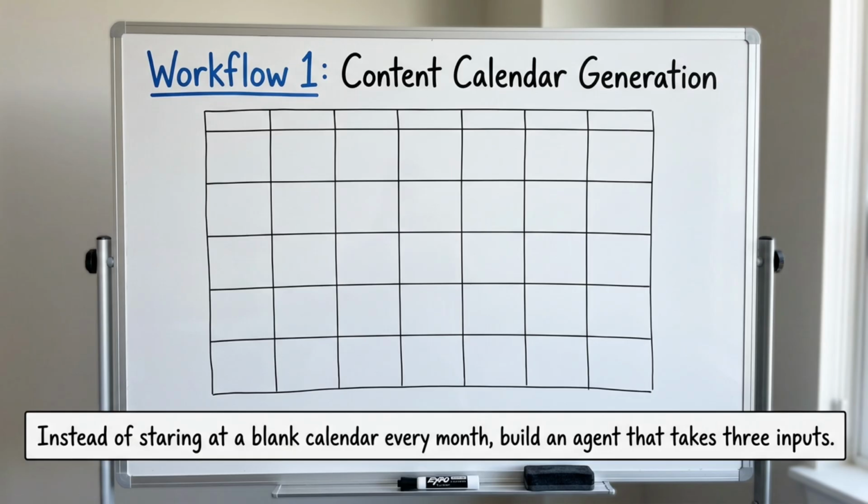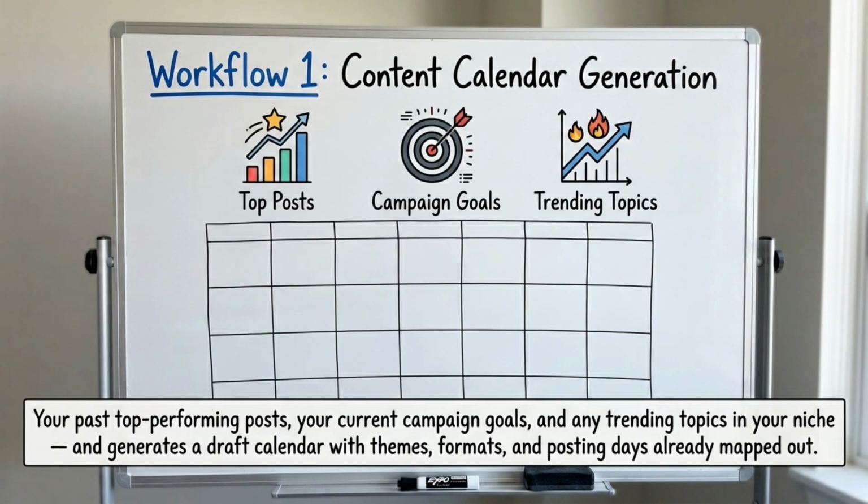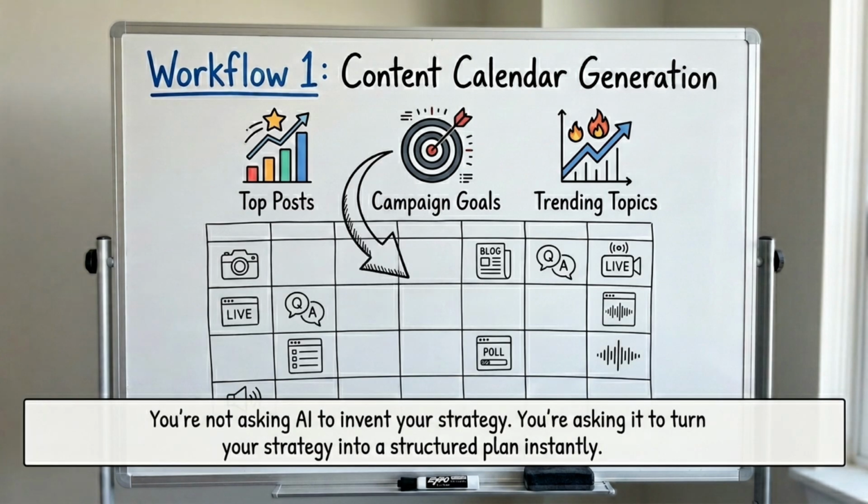Workflow 1. Content calendar generation. Instead of staring at a blank calendar every month, build an agent that takes 3 inputs: your past top-performing posts, your current campaign goals, and any trending topics in your niche, and generates a draft calendar with themes, formats, and posting days already mapped out. You're not asking AI to invent your strategy, you're asking it to turn your strategy into a structured plan instantly.